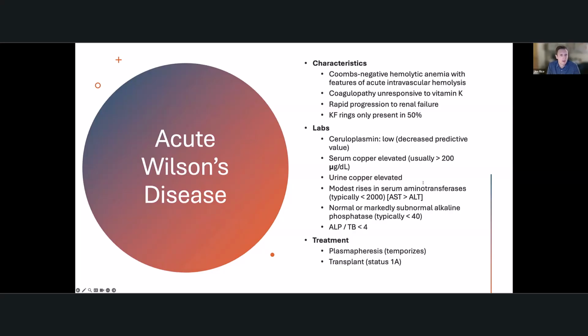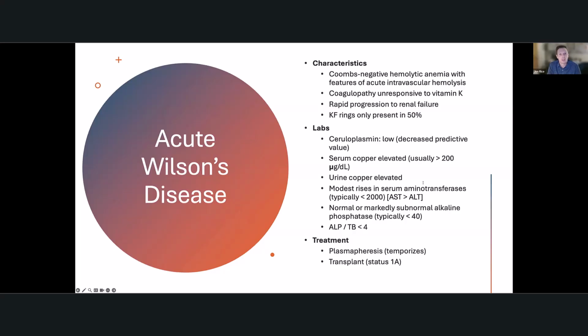Some things to know about in these patients, and you might be seeing these more in the hospital, in the ICU sometimes, or on the floor in the early stages. Ceruloplasmin is commonly low, but again, as I said, it has a decreased predictive value here. Serum copper is usually elevated, greater than 200 usually. Urine copper is elevated, but that takes time to come back. And they have a modest rise in serum aminotransferases, typically less than 2,000 or commonly even lower.